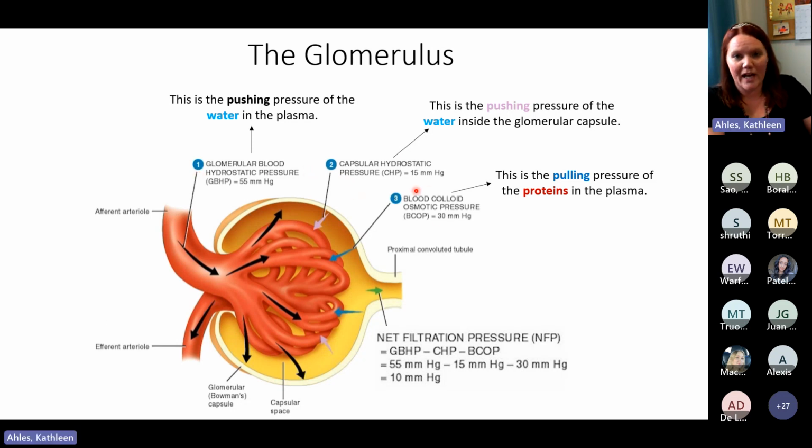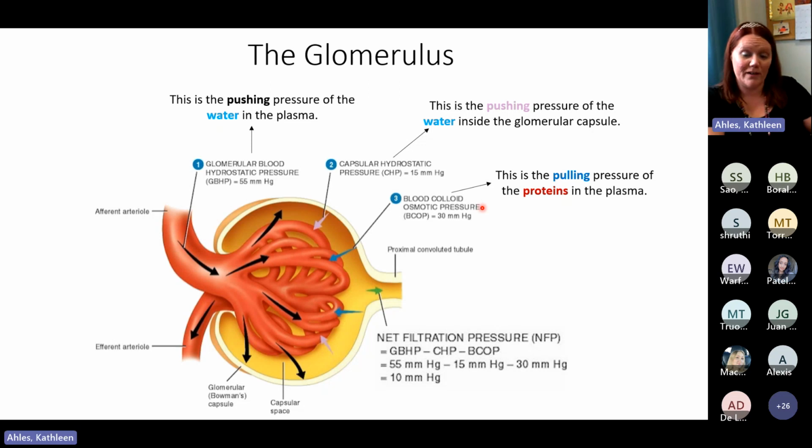And the one last kind of pressure that we're concerned about with the glomerulus is what we call blood colloid osmotic pressure. This colloid thing means proteins. So blood colloid osmotic pressure is the pulling pressure. The amount of proteins that are here inside the blood vessel is way higher than the amount of proteins in the capsule. Theoretically, there's not supposed to be any proteins in the capsule if we're doing our job right. So plasma proteins that are here inside this blood vessel are trying to pull water back inside. That's this last kind of pressure, blood colloid osmotic pressure.